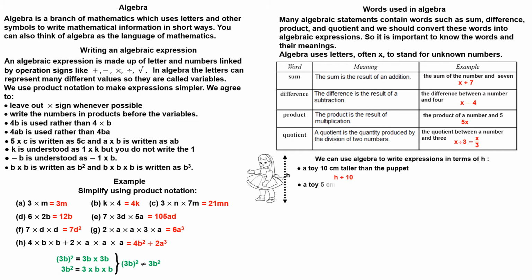A toy 5 centimeters smaller than the puppet is the same as the toy's height decreased by 5 centimeters, and to decrease, you must subtract. A toy twice the height of the puppet: twice means 2 times, so you must multiply by 2. A toy half the height of the puppet: a half means multiply by 1/2, or divide by 2.